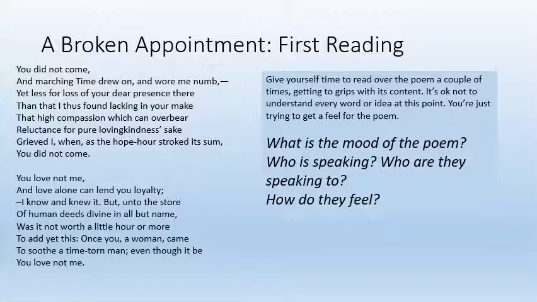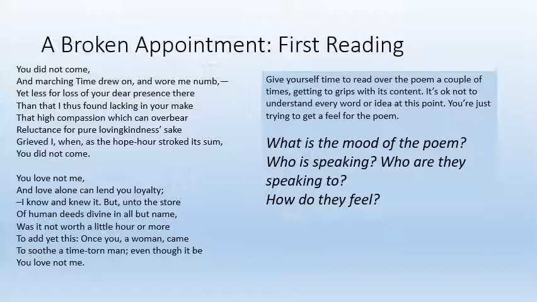So read over it, getting to grips with its content. What's it about? Well, it's about someone who was waiting for a woman to turn up and she didn't show. It's okay not to understand every word at this point. You're just trying to get a feel for the poem. So what is the mood of the poem? Make some notes here in your books. The mood of the poem is that he's feeling rejected. It's sad and quite emotional.